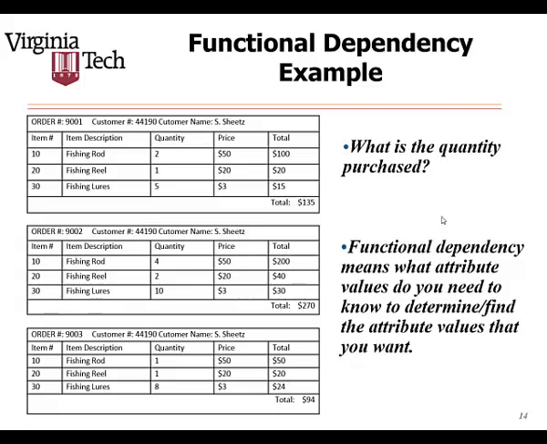Right? If you pick out just one of those quantities, like the quantity is 1, how would I know if you were talking about order number 901, item number 20, or order number 903, item number 10? Right? Functional dependency means what attribute values do you need to know to find the attribute values that you want. Right? So the attribute values that we want are quantity. So what do you need to know the right quantity? What do you need to know to tell me one value? If I ask you the question, what is the quantity purchased?